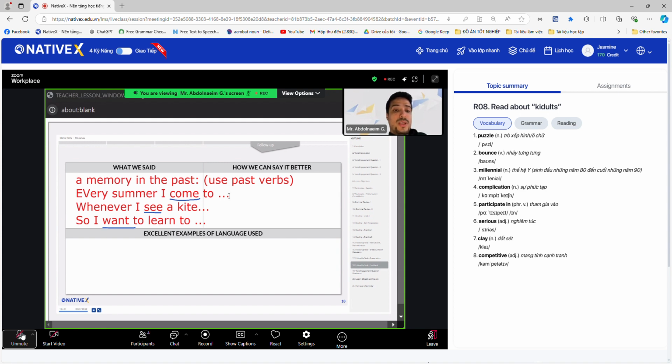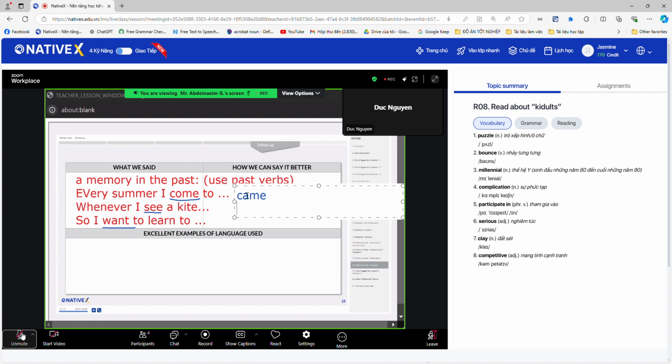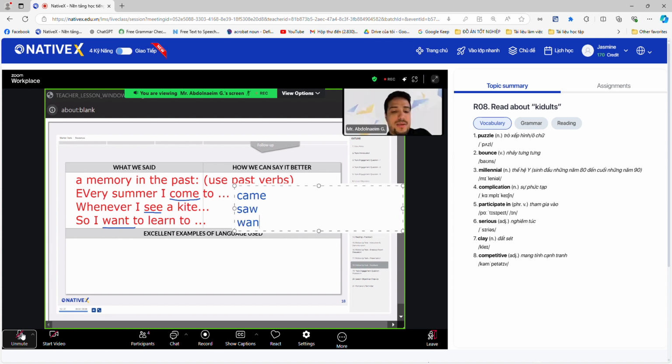So we have to use the correct verb. Every summer, I came to my town, my village. Whenever I saw a kite, I wanted to learn how to fly a kite, right? So these are past verbs, right? So pay attention when you are speaking to use the correct past verbs.